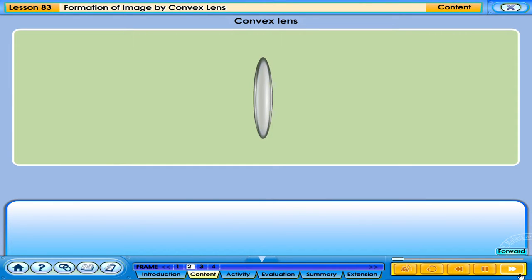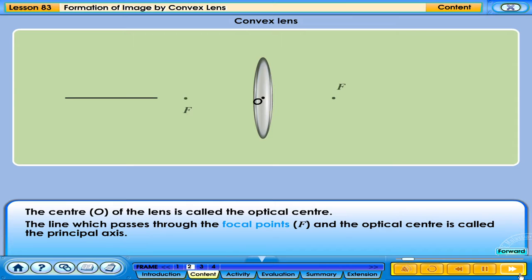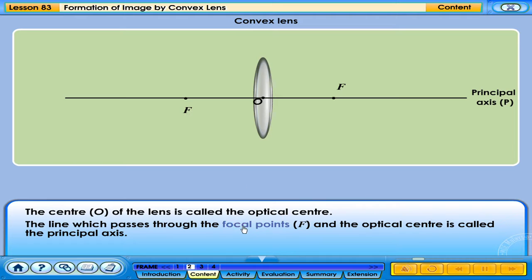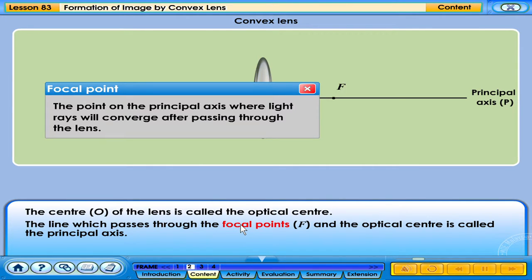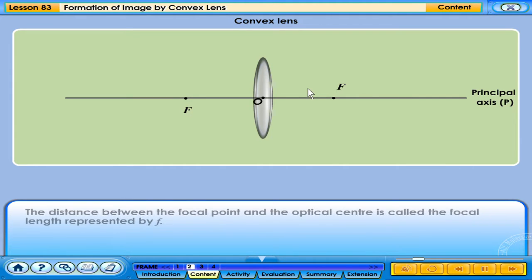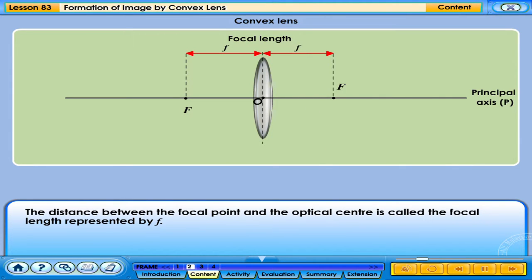The diagram shows a convex lens. The center, O, of the lens is called the optical center. The line which passes through the focal points F and the optical center is called the principal axis. The focal point is the point on the principal axis where light rays will converge after passing through the lens. The distance between the focal point and the optical center is called the focal length, represented by f.